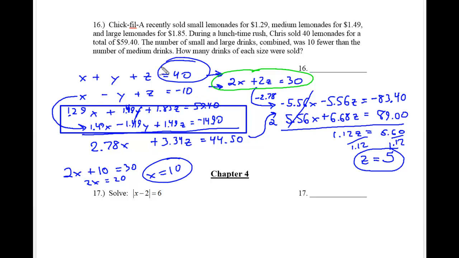Now, if I sold a total of 40 drinks, then it's pretty easy to figure out the missing number. 10 small, 5 large, y would have to be 25 for all three numbers to equal 40. So I have 10 small, 25 medium, and 5 large. I could write it this way because of x, y, z. I could also write out their sizes as well.